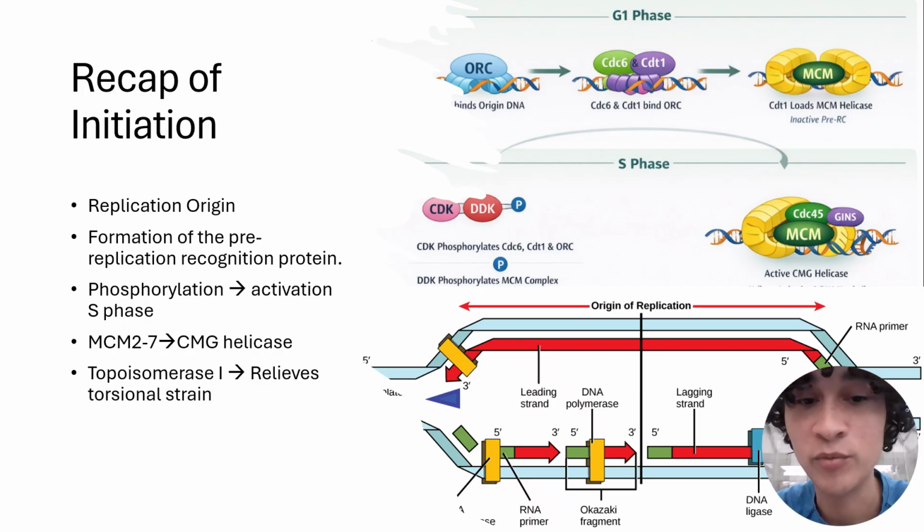Whereas topoisomerase type 1, it's relieving supercoiling of the helical structure, that retained helix structure downstream or upstream from where helicase and DNA polymerase are working, because they're forming these replication bubbles, if you like. So the single-stranded binding protein is protecting those template strands.